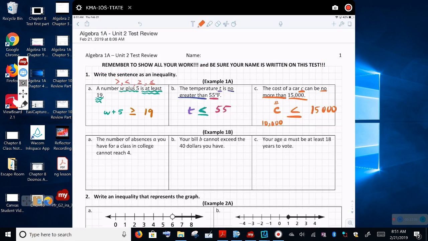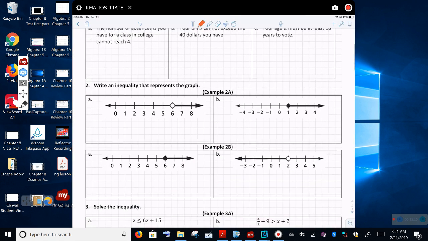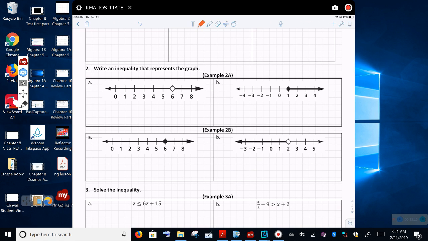Got it? Alright. So try 1B on your own. Let's check out 2A and 2B. Real quick, give it like 30 seconds for each if you haven't already. Try to write the inequality. Okay?